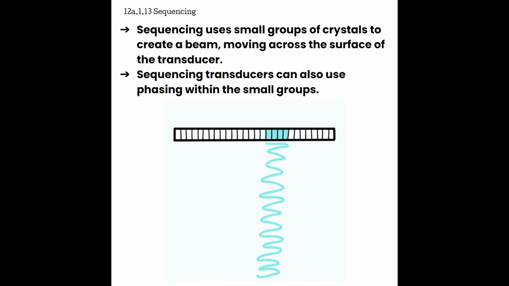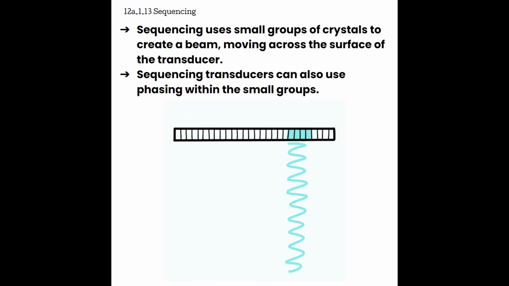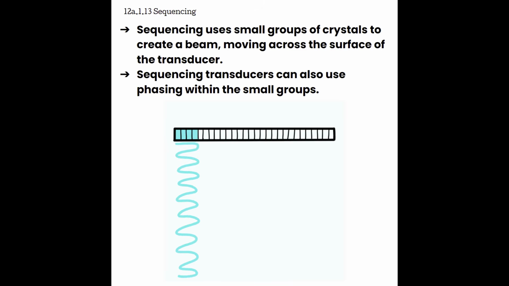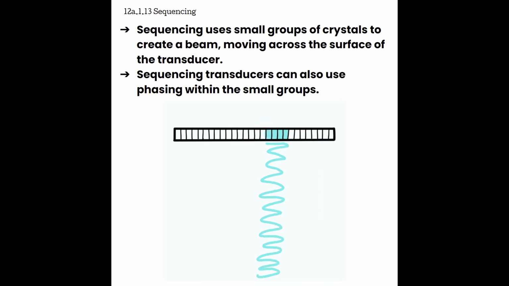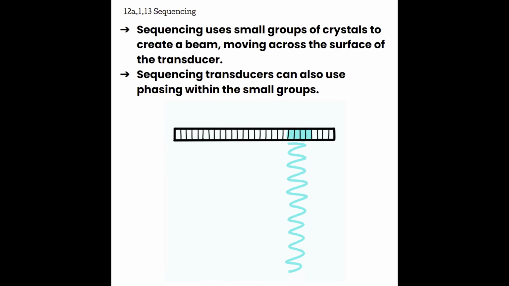So again, to compare and contrast sequencing versus phasing, sequencing is going to use small groups of crystals to create a beam. Those are not going to be steered typically. They're going to leave straight from the transducer surface. Phasing is going to require all of the elements working together using electrical patterns to steer the beam in particular directions. Some of our more modern sequencing transducers are also going to use some phasing within these small groups of crystals. We'll talk about those a little bit more when we get to those types of transducers.